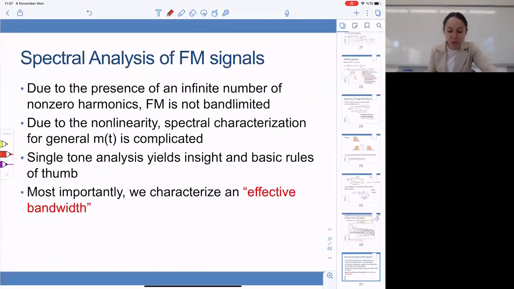Now, due to the presence of an infinite number of non-zero harmonics, FM technically is not band limited. Due to the nonlinearity, spectral characterization for general message signals is complicated, but single tone analysis yields insights and basic rules of thumb that we then approximately apply to other more general message signals. Most importantly, we're able to characterize an effective bandwidth through single tone analysis.